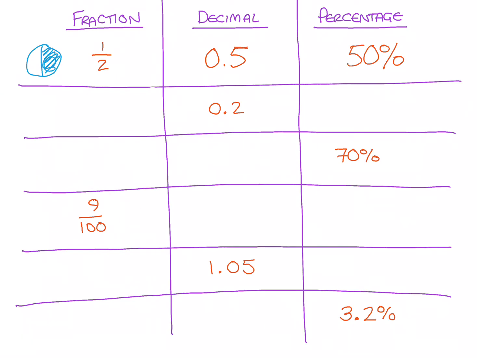If we multiply that by 100%, that will turn into 9%. Use your calculator if you don't believe me. Then, turning a fraction into a decimal.